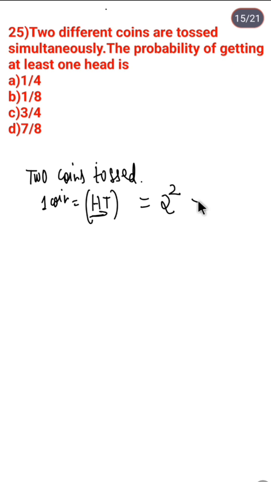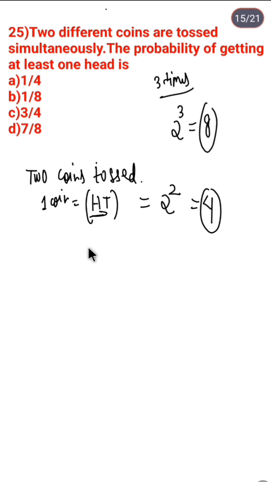Okay, so 2 to the power 2 is 4. Total 4 is the number. If the coin is tossed 3 times, in one toss how many outcomes are there? 2. How many times is it tossed? 3 times. So 2 to the power 3 is 8, 2 into 2 into 2, 8. So 8. Now here it is 4.